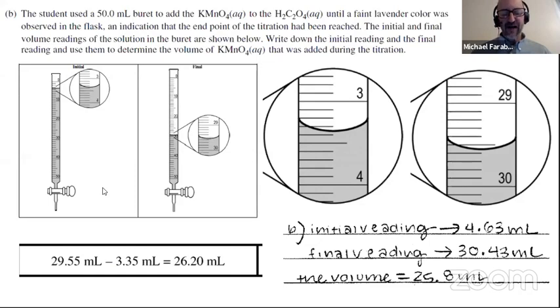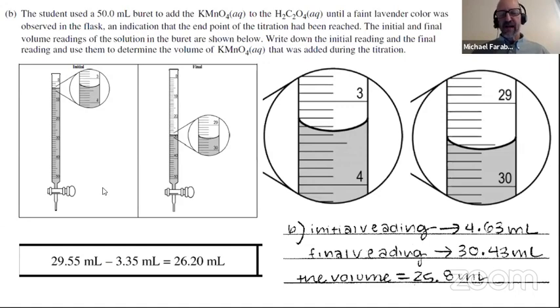So the answer is not, as you can see in the box on the left side of the screen, 26.2, which is what your calculator would give you, but rather 26.20, to show you're consistent with the precision of the burette being read to 2 decimal places and a volume reported with 2 decimal places.